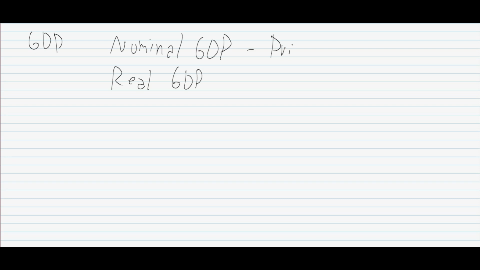There are two types of GDP. There's nominal GDP, and there's real GDP. Nominal GDP measures price and output. Real GDP measures only output. Why? Well, I'll show you. Let's do this.